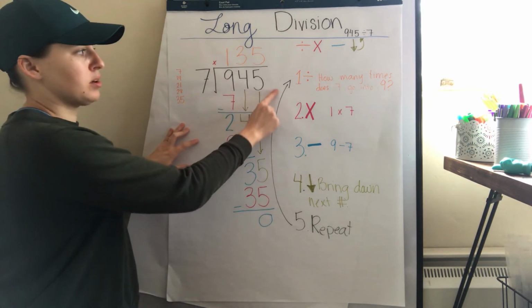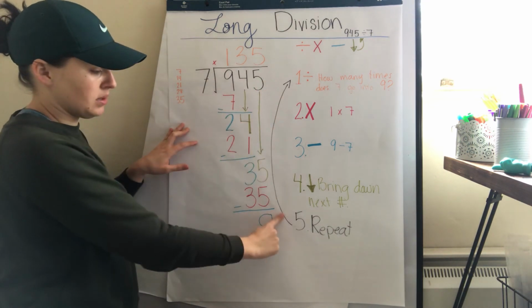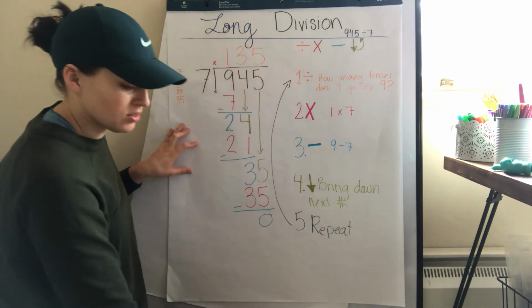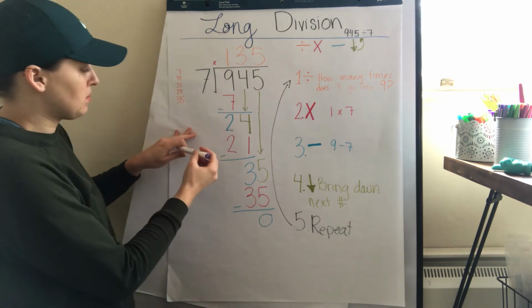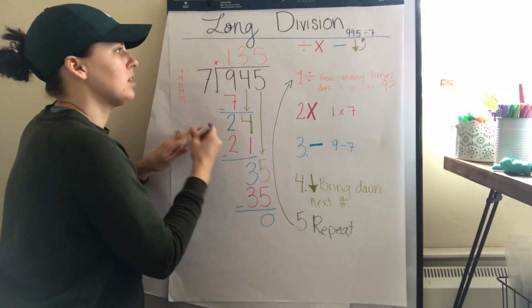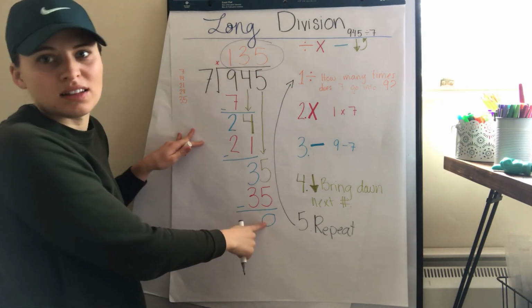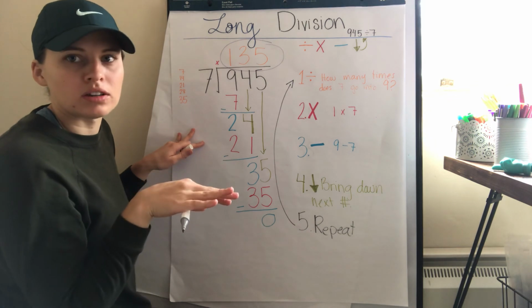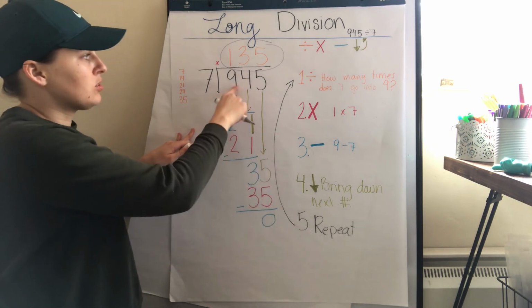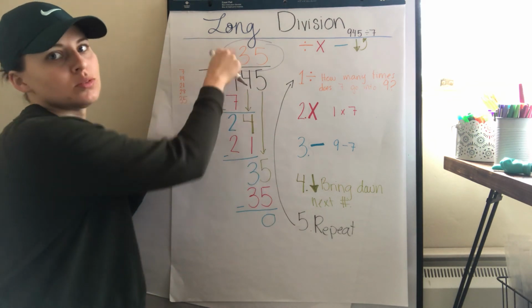But I don't have any more numbers to bring down. That means that this is my answer. And not only is this my answer, since that's a 0, that's my remainder. So I have no remainder in this problem. So 945 divided by 7 is 135.